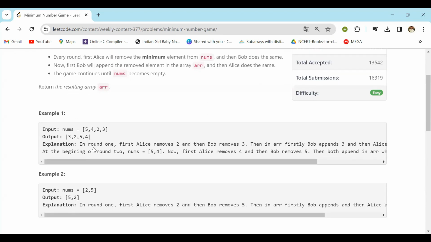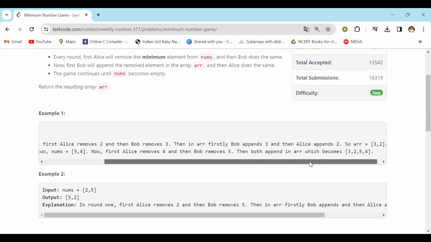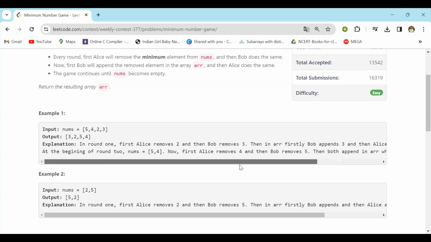So if you look at an example: 5, 4, 2, 3. First Alice gives the move, and Alice will remove 2. Then Bob will remove 3. Then first Bob appends 3 and then Alice appends 2. At the beginning of round 2, the array nums is 5, 4.